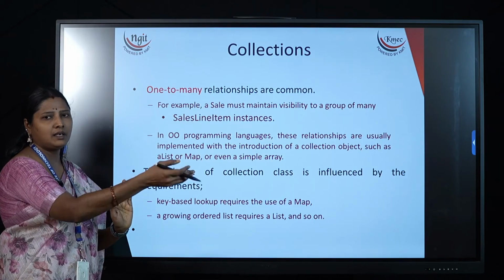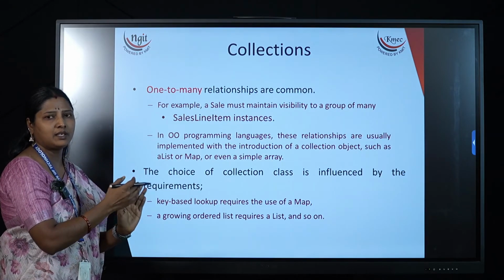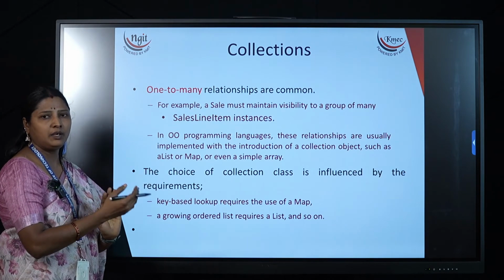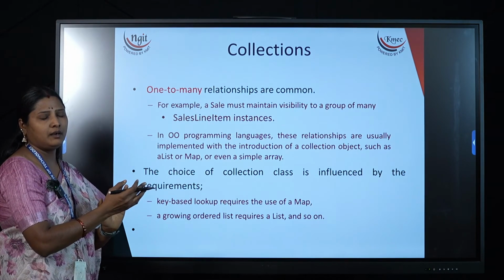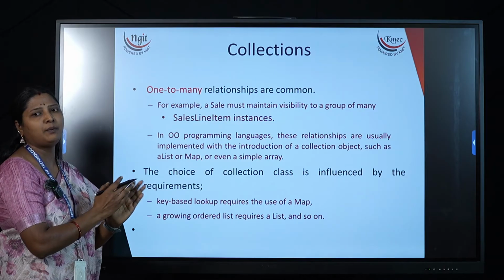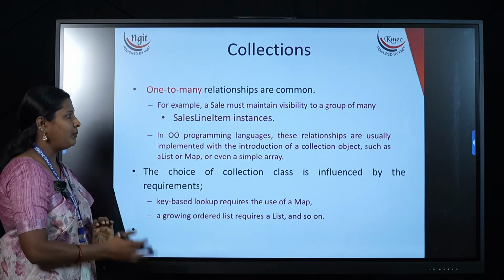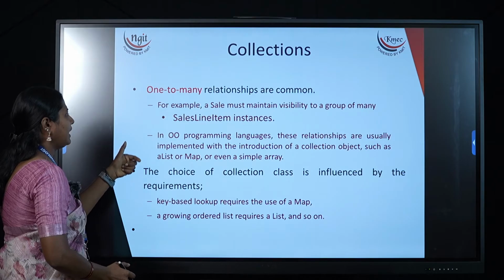One class will have a single class interaction, that is one-to-one relation, one-to-many, many-to-one, many-to-many. So these kinds of cardinalities or relationships will be there between the classes and the objects. Depending upon that, we need to collect the elements.